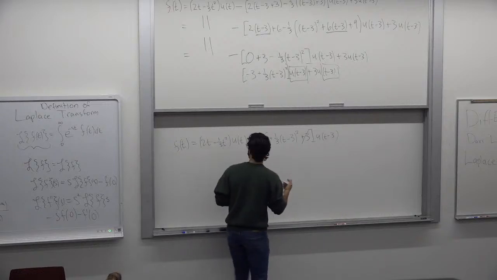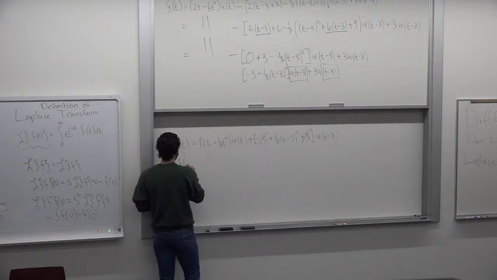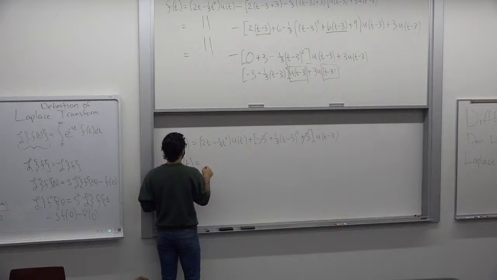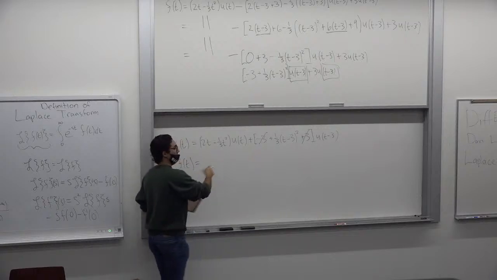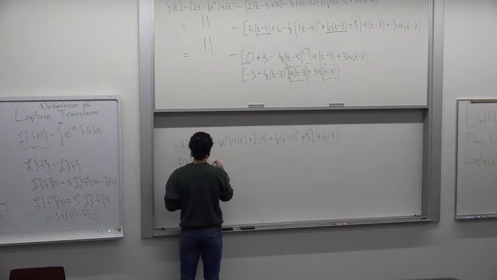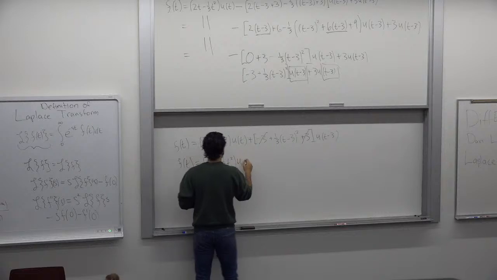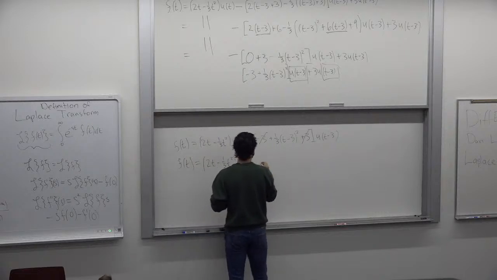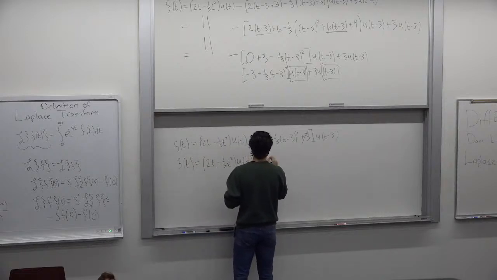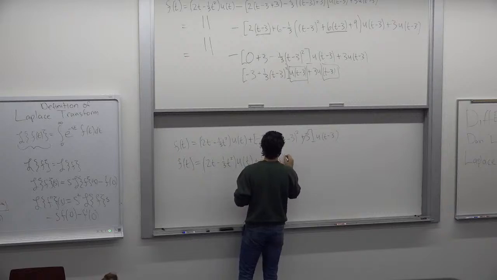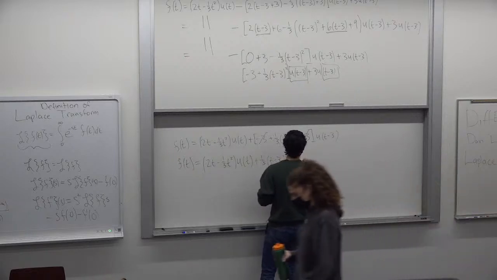So this is going to be our final. This is us just making a piecewise function. So we're not even close. No, we're kind of close. So plus 1/3 (t minus 3) squared u(t minus 3).